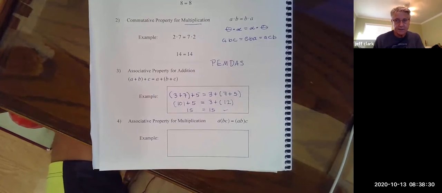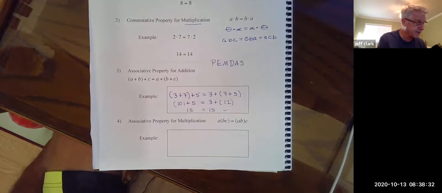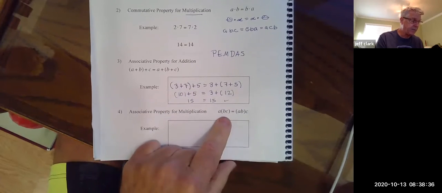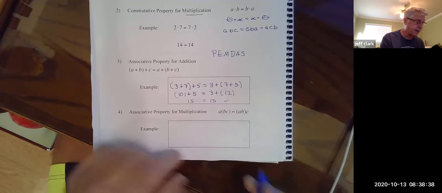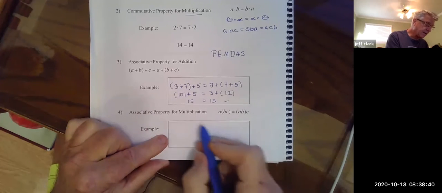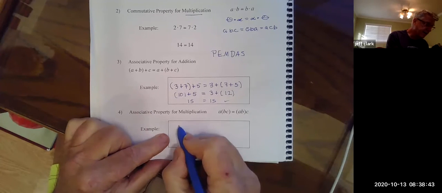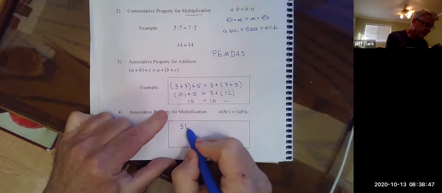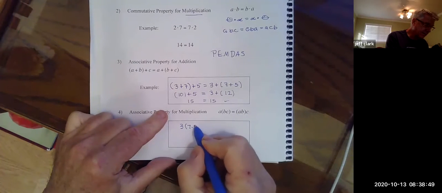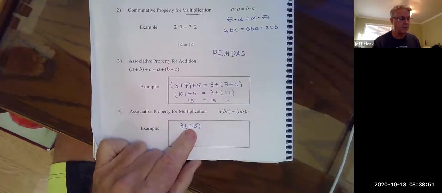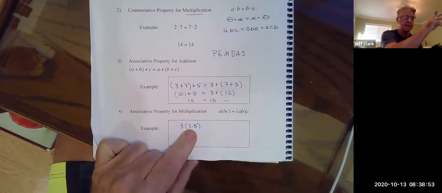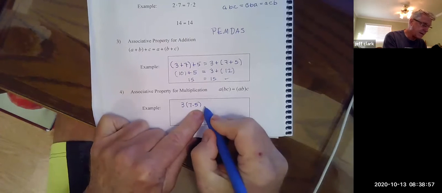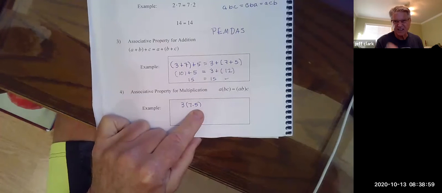We call it the associative property for addition because there's adding in here. Similarly with the multiplication property, the associative property for multiplication, same numbers, let's say 3, 7, and 5. I typically will use a multiplication dot right here, rather than the multiplication x, because that looks like a variable.